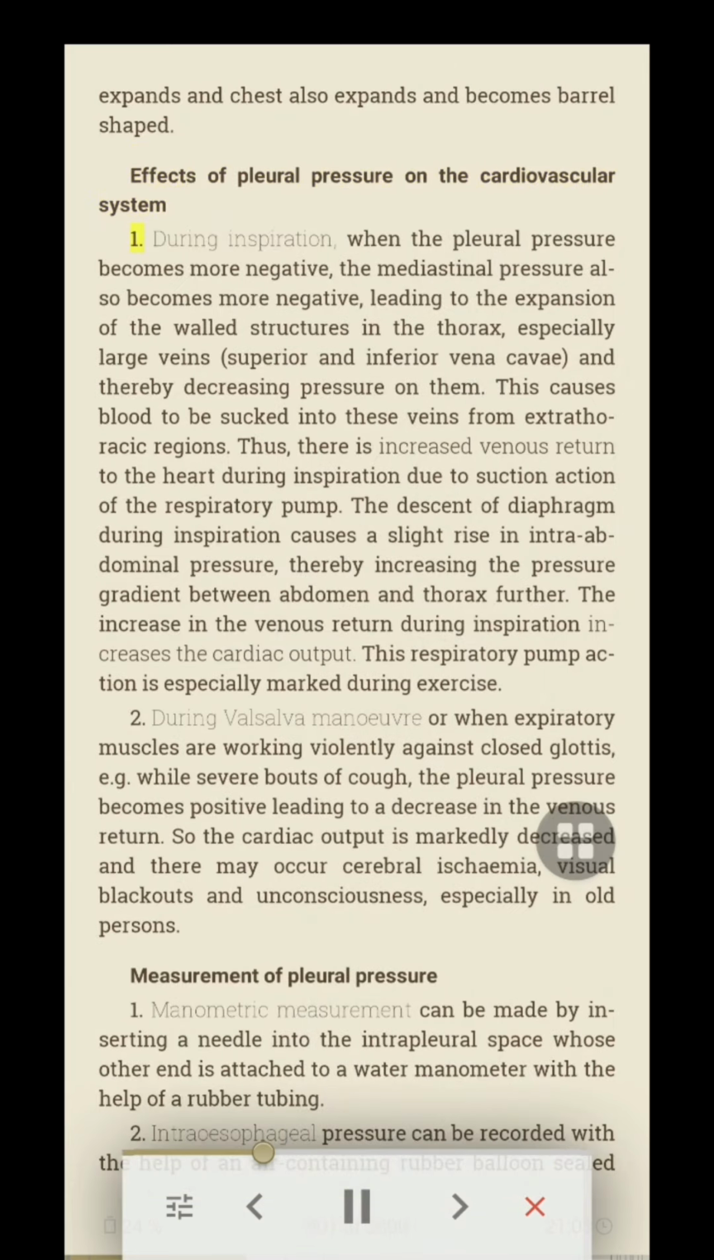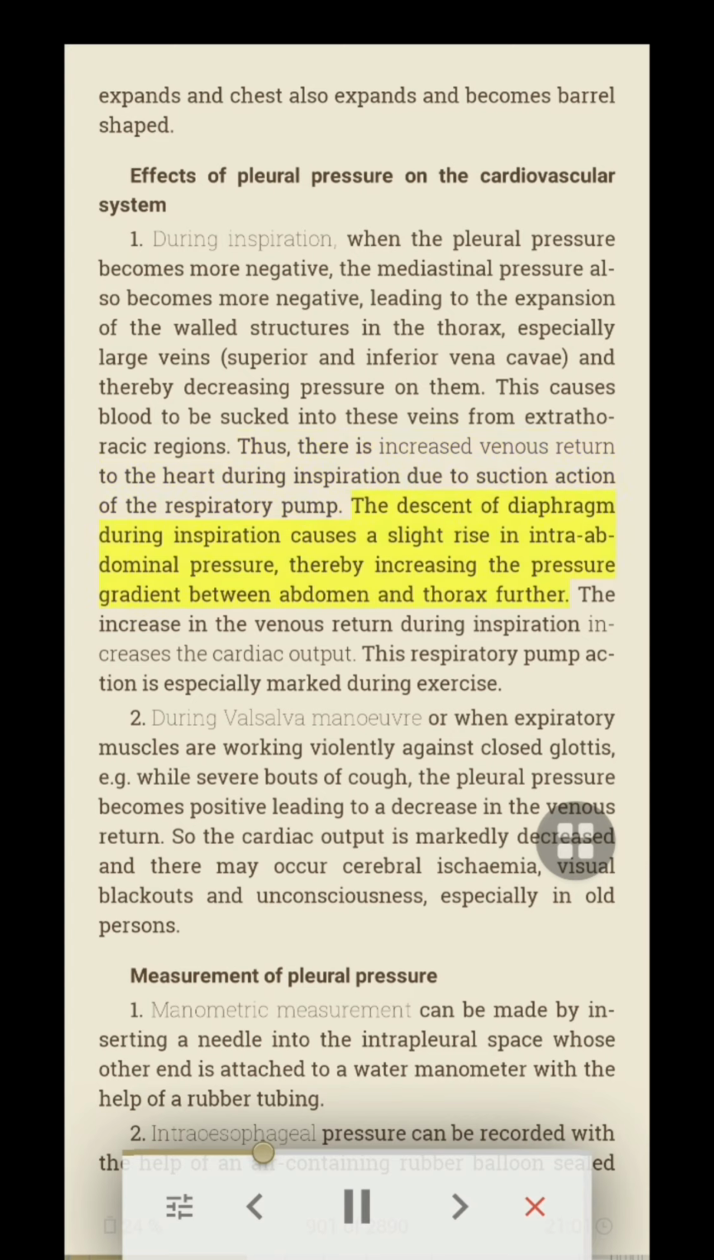Effects of pleural pressure on the cardiovascular system. 1. During inspiration, when the pleural pressure becomes more negative, the mediastinal pressure also becomes more negative, leading to the expansion of the walled structures in the thorax, especially the large veins, superior and inferior vena cavae, and thereby decreasing pressure on them. This causes blood to be sucked into these veins from extrathoracic regions. Thus, there is increased venous return to the heart during inspiration due to the suction action of the respiratory pump.